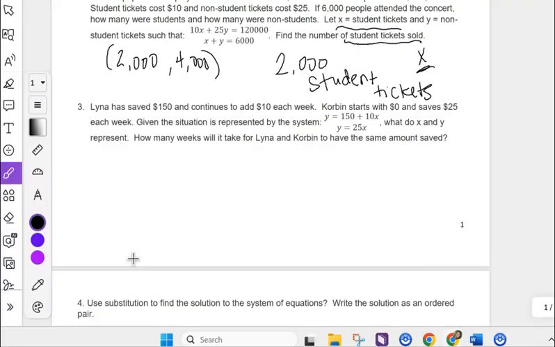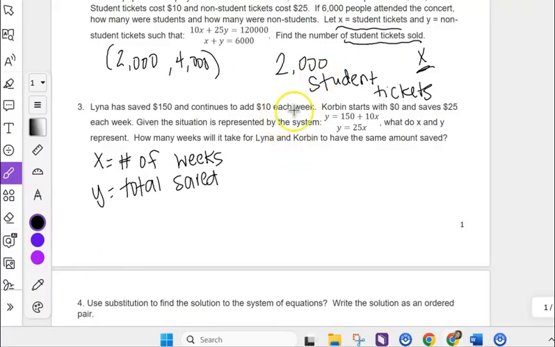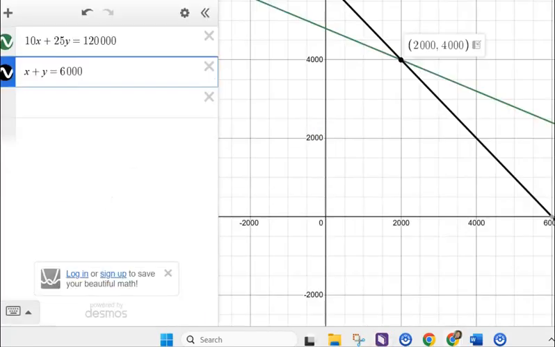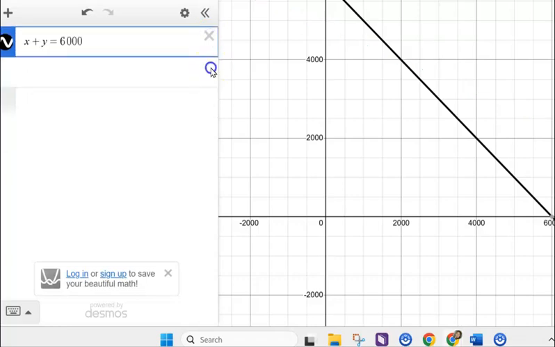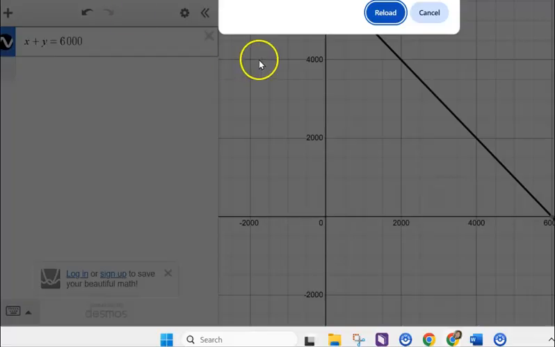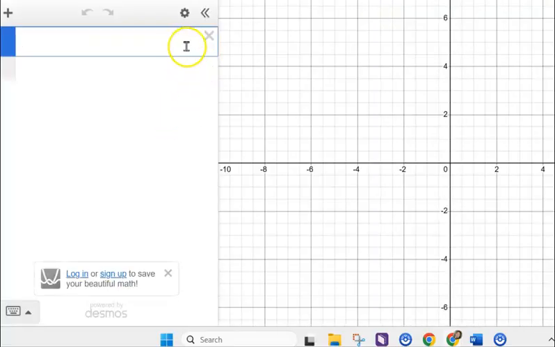Well, x represents the number of weeks and y represents the total saved. Okay, because it's $10 each week. So then to solve this, I'm going to go back to my decimals. I'm going to get rid of that. I'm going to refresh because I want it to go back.